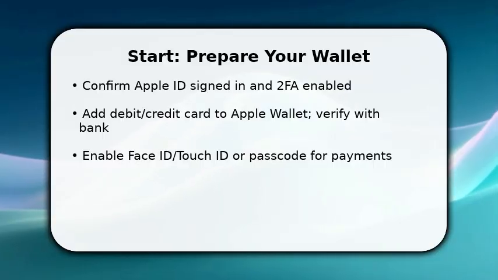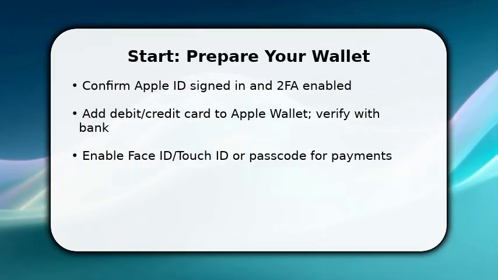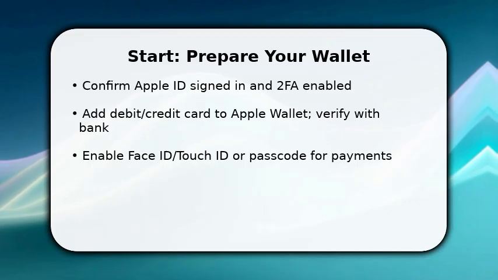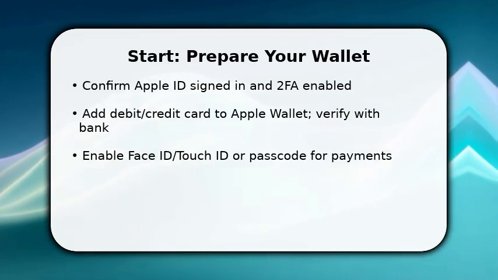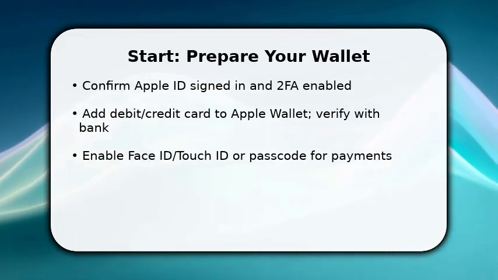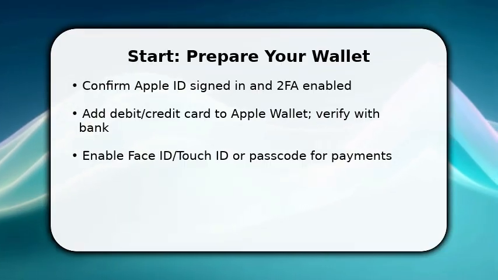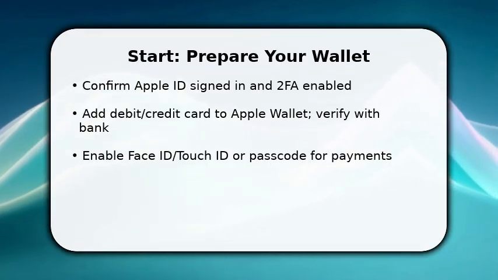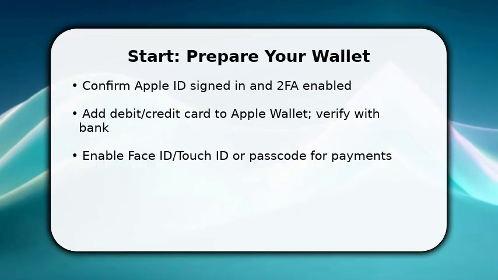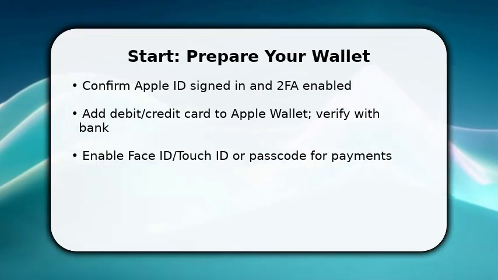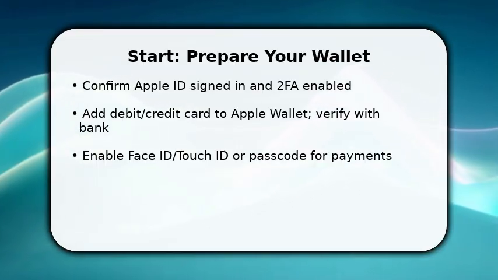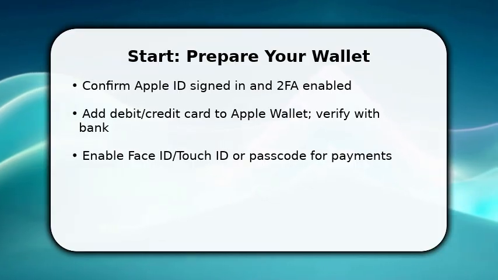You begin by opening Settings and confirming your Apple ID with two-factor authentication. This protects purchases. Next, add a debit or credit card to Wallet and complete the bank verification prompt so tokens are issued. Once your card shows as verified, make sure Face ID, Touch ID, or a secure passcode is active for payments. This authorizes transactions quickly.